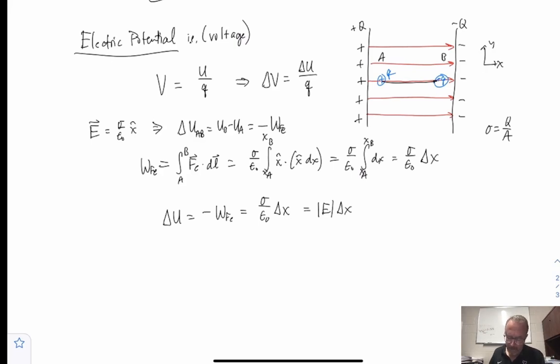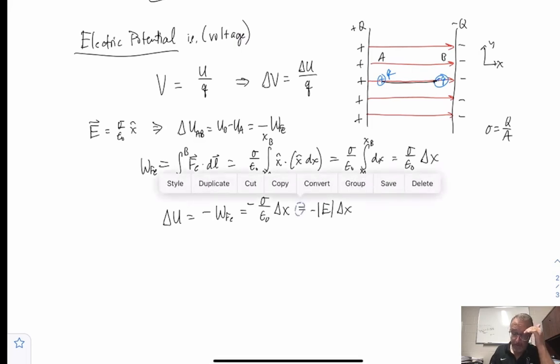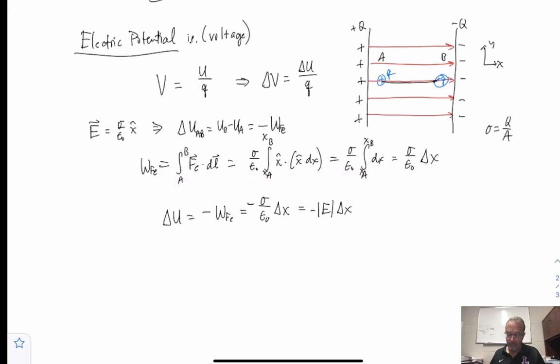Okay, let's see. Now, I missed a negative sign here. Okay, so the negative of the magnitude of the electric field times delta x. That's the potential energy difference.